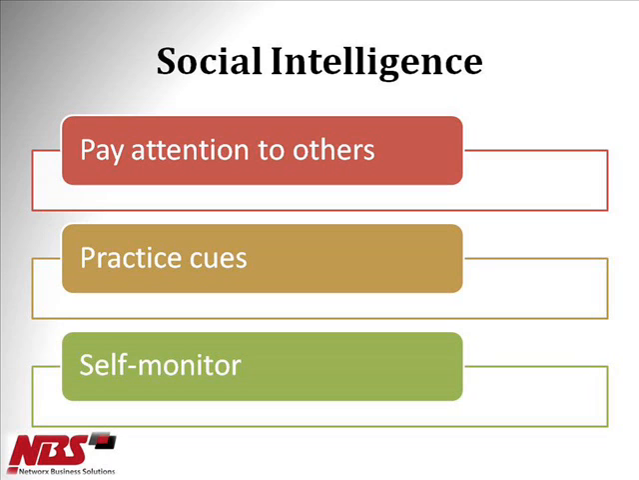Ways to improve social intelligence. Pay attention to others. It is easy to become caught up in our own lives. Paying attention to others, particularly your manager, will improve your social intelligence. Practice cues. Practice interpreting social cues that you see in others. Learn to interpret facial expressions and become culturally aware of those around you. Self-monitor. Before you blurt out a response in a social situation, think about its appropriateness. This will improve your social intelligence.